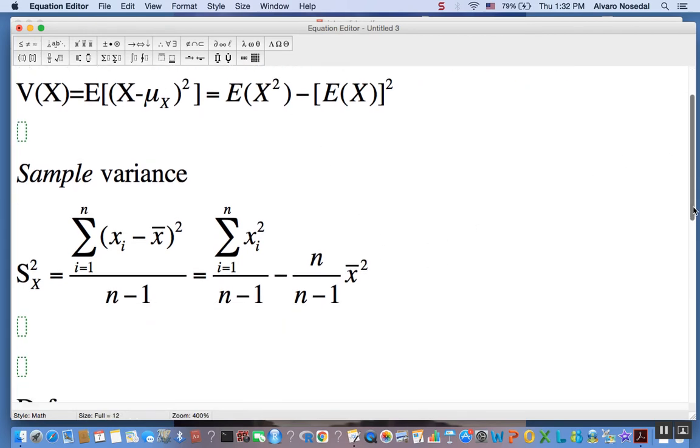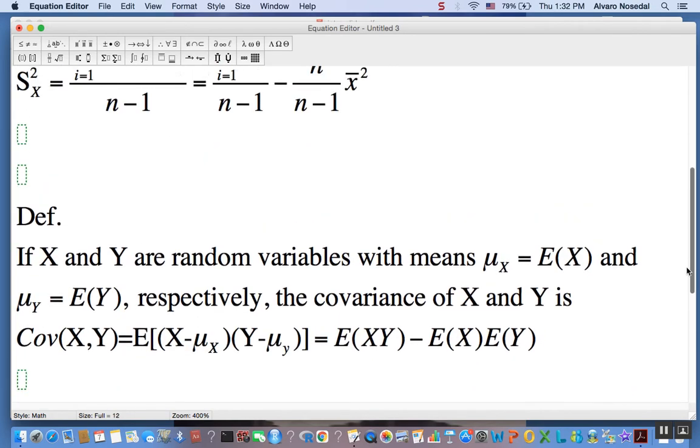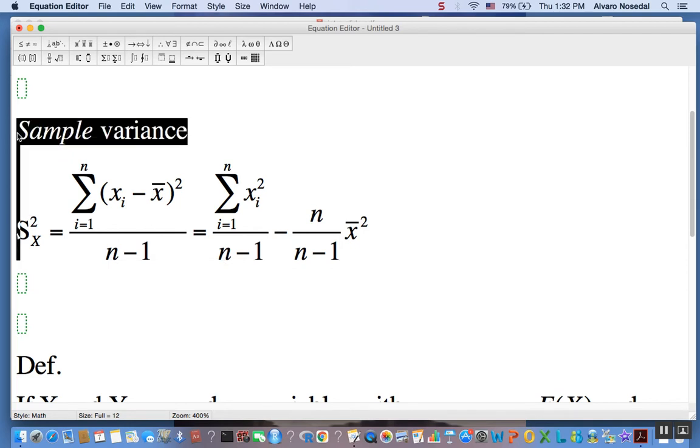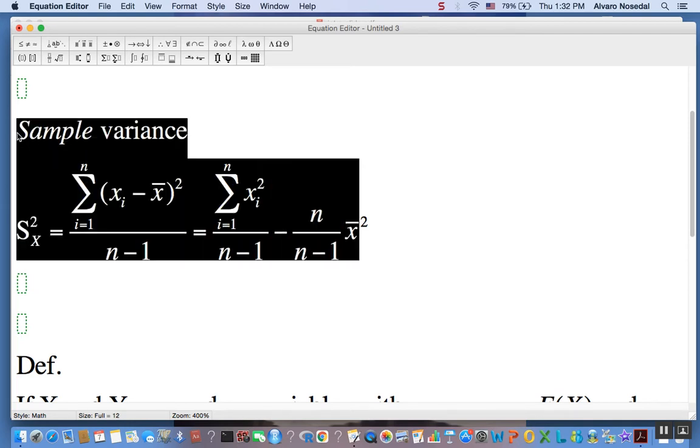So now what we're going to have for the sample covariance is going to be similar. So let me copy paste this.